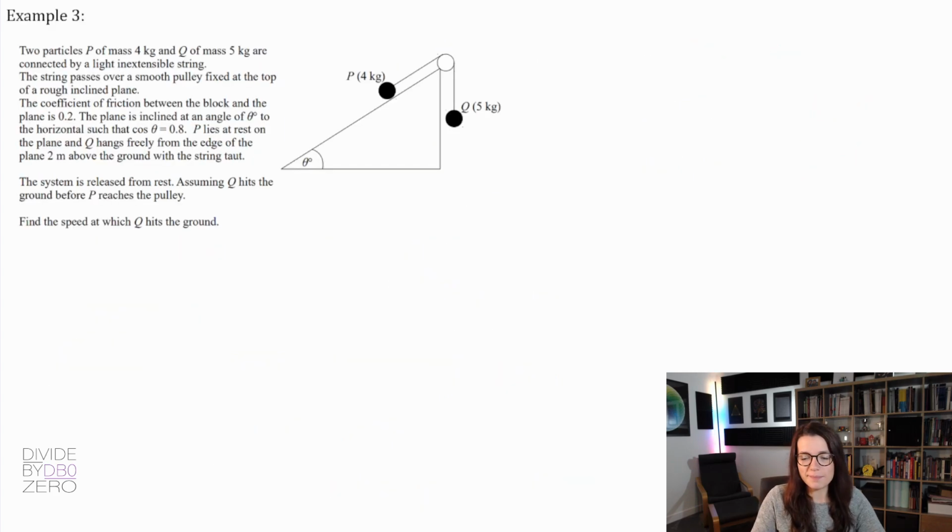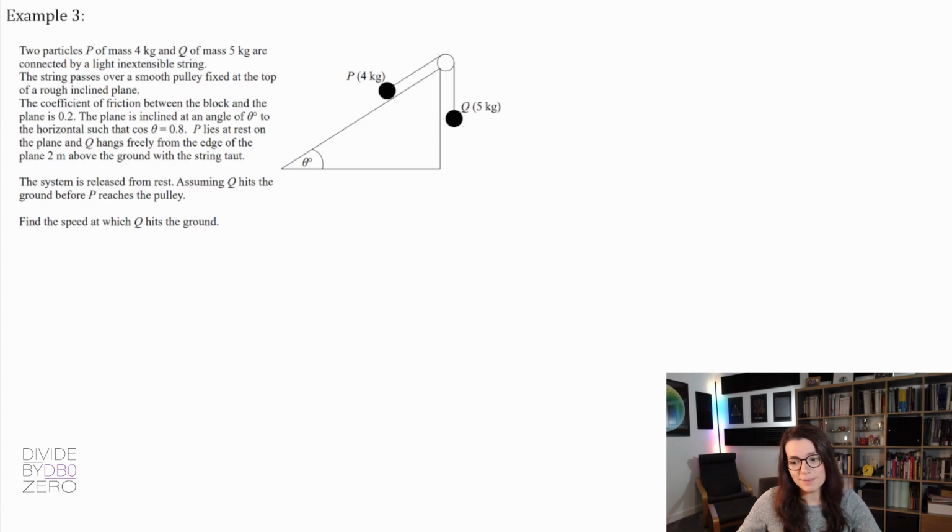Example 3. Two particles P of mass 4 kilograms and Q of mass 5 kilograms are connected by a light inextensible string. The string passes over a smooth pulley fixed at the top of a rough inclined plane. The coefficient of friction between the block and the plane is 0.2. The plane is inclined at an angle of theta to the horizontal, such that cos theta is 0.8. P lies at rest on the plane and Q hangs freely from the edge of the plane 2 meters above the ground with the string taut. The system is released from rest. Assuming Q hits the ground before P reaches the pulley, find the speed at which Q hits the ground.